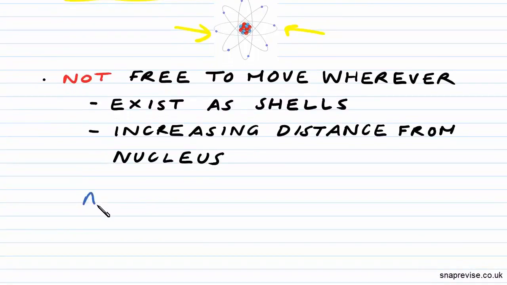So if we have n equals 1, that's the principal quantum number of the shell, or really we can just call it the number of the shell. That's shell 1. We can have shell 2 and shell 3. And as we increase the number of shell, we're also increasing its distance from the nucleus. We're getting further and further away. So let's have a look at that.